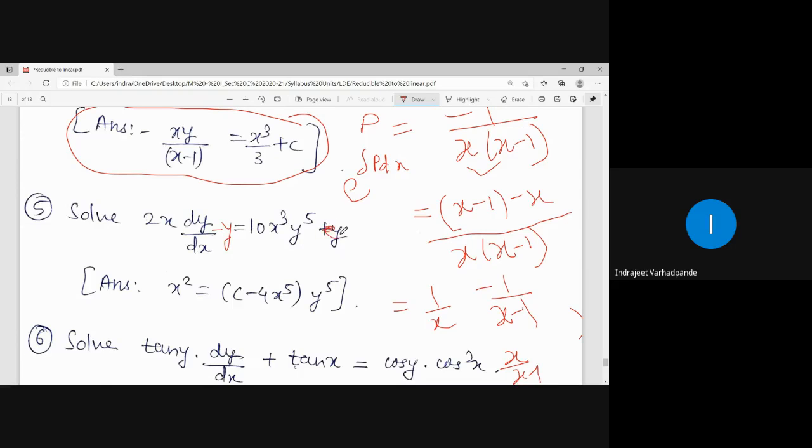Okay, then divide by 2x. So this 2x is gone. Here you get a 2x; here also you divide by 2x. So what will this become? 5x square. Right? Yes, sir. Which form is it? Bernoulli. Linear. Bernoulli.